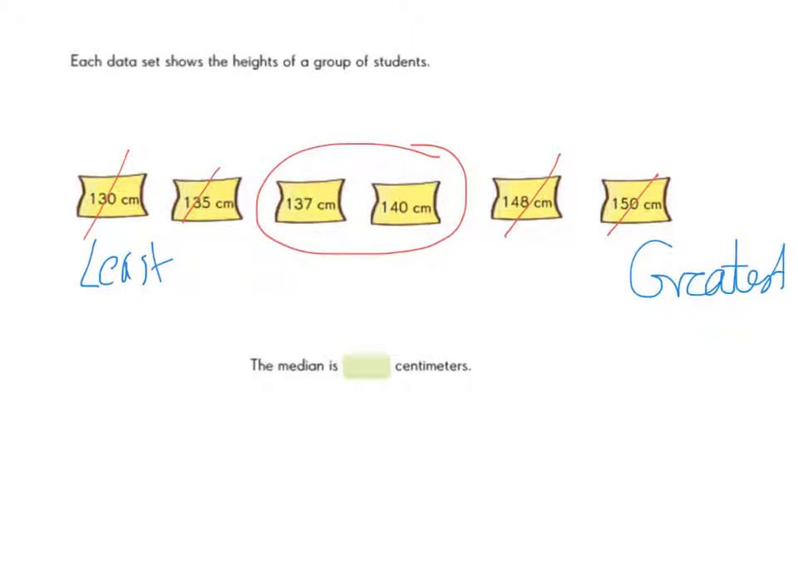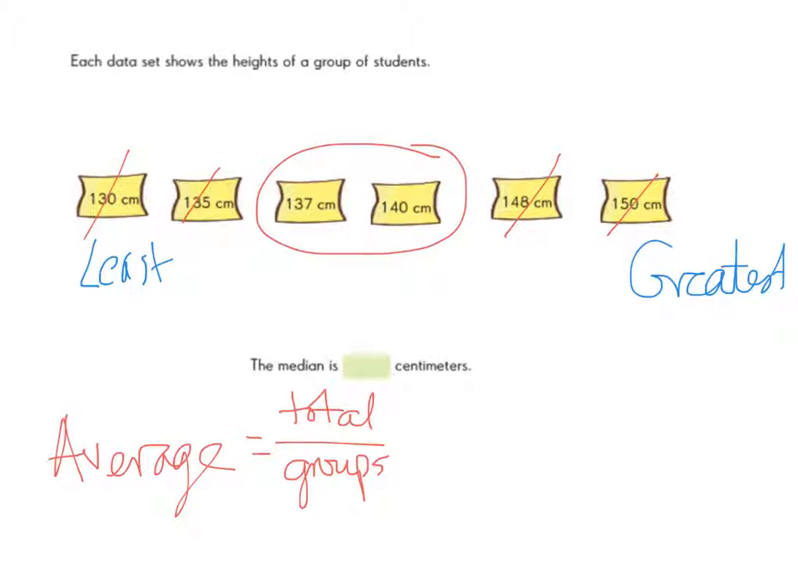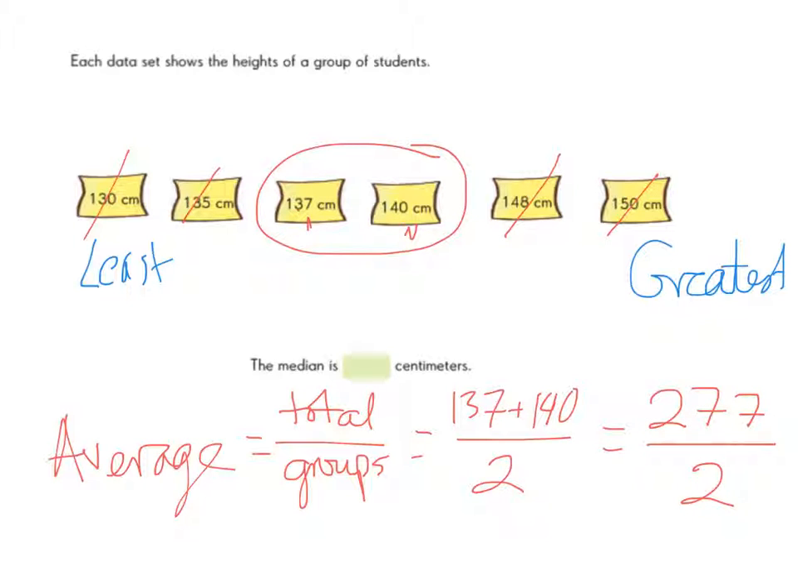How do we find the median when there's two numbers in the middle? We have to look at the average. Remember that means that we're looking at the total divided by the groups. We already know that there are two groups there because there are two numbers, right? And the total is another easy addition problem. We're going to add 137 to 140. So we end up with this division problem. 277 divided by 2. How do we do that?